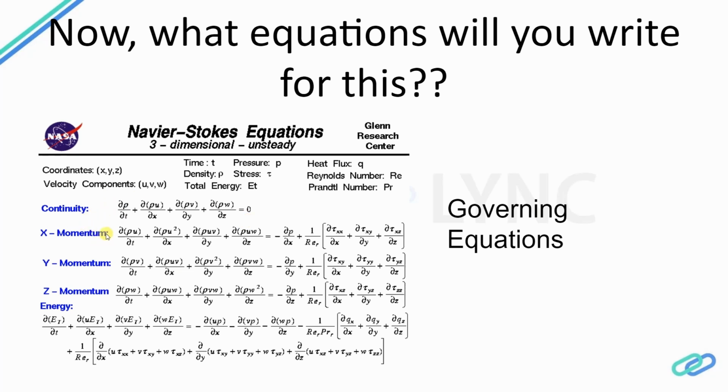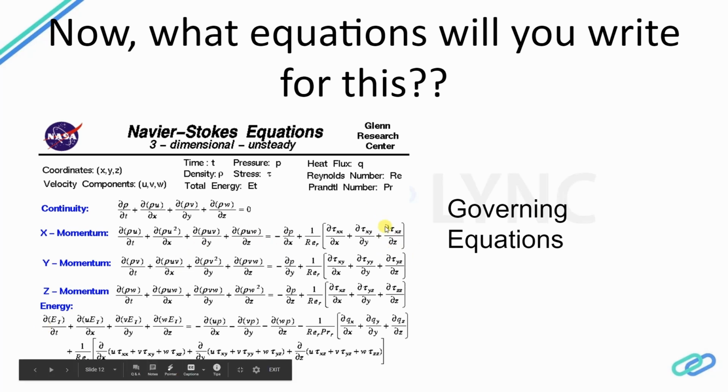Similarly, the mathematical statement which represents momentum is conserved is this equation for the x momentum, this equation for the y momentum, and this equation for the z momentum. The reason why you have three equations is because momentum is a vector quantity, and momentum would be balanced along x, along y, and along z. Finally, you have the energy equation, which basically says that energy can neither be created nor be destroyed.